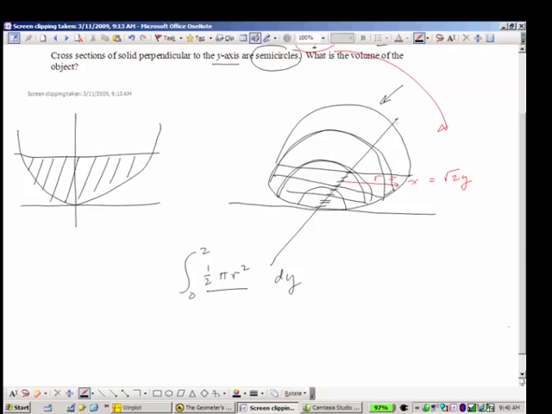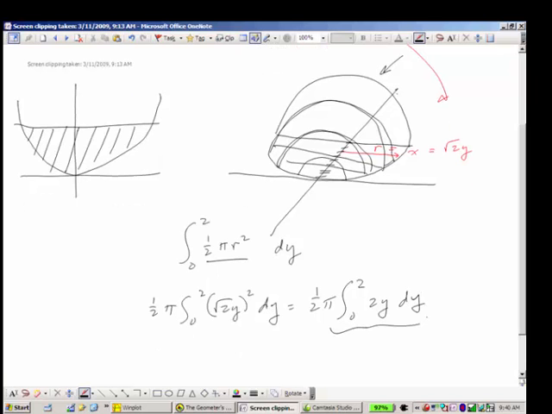So, from 0 to 2. Now, if you want, you can bring the 1/2 pi out in front, because they're just constants. And then I need to take root 2y and square it. So that's just going to be 2y. And it's just calculus from there. Okay?